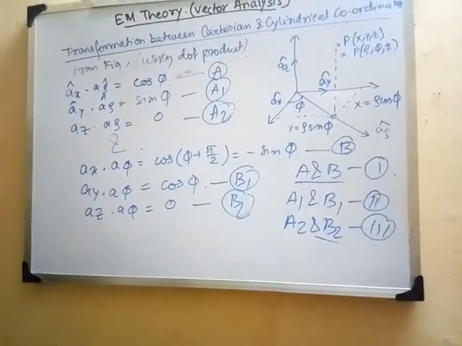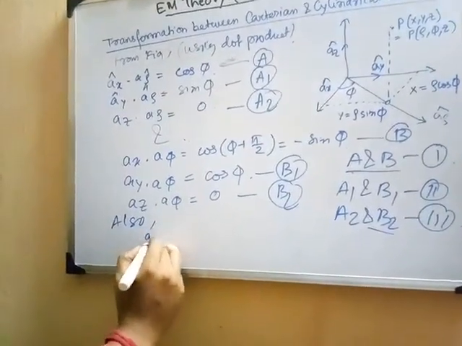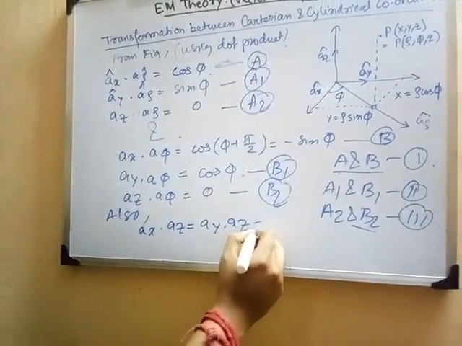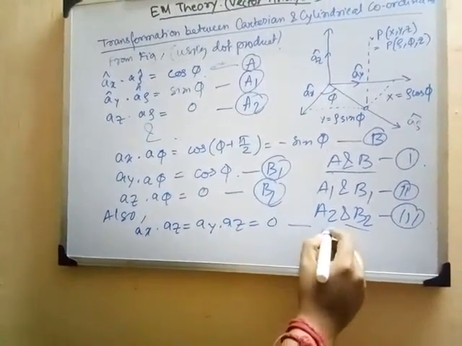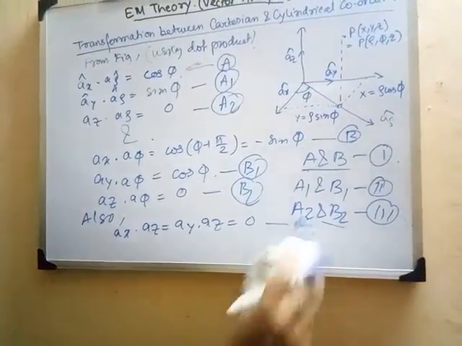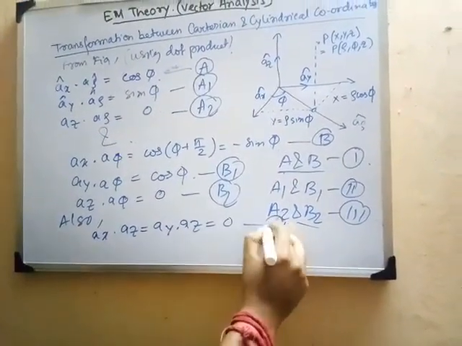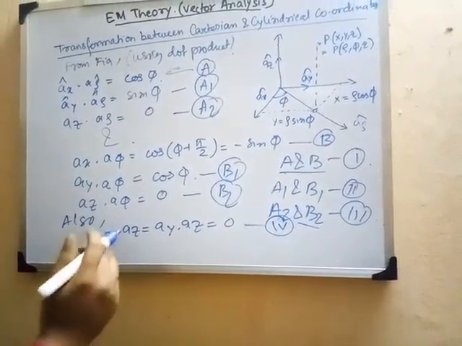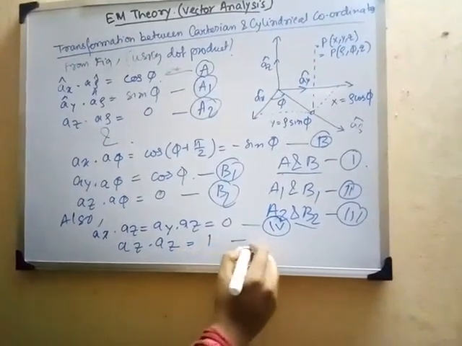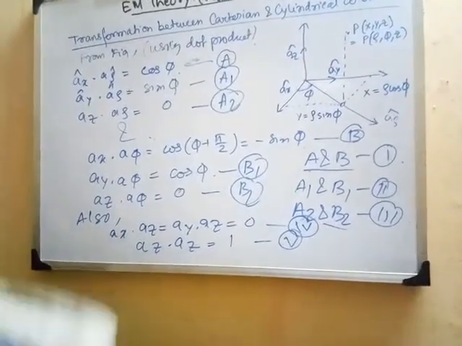Next, we can also write from the figure that the product of a_x and a_z, which equals a_y and a_z, is 0. This is equation number 4. And the product of a_z and a_z equals 1. This is equation number 5. So these are the five equations that we have.